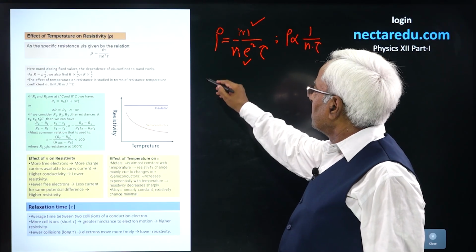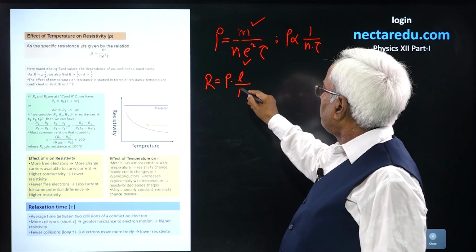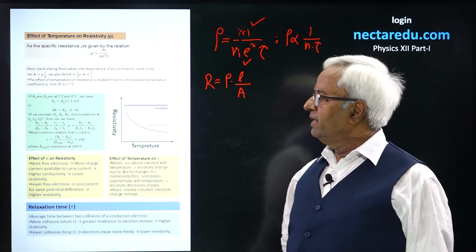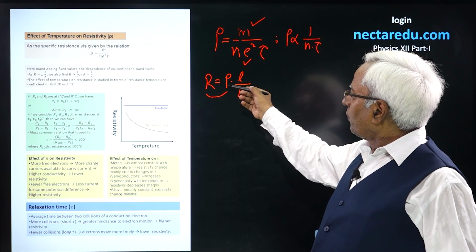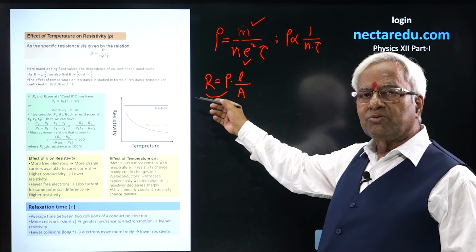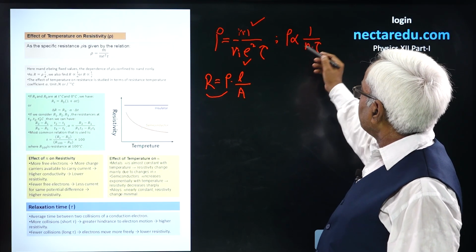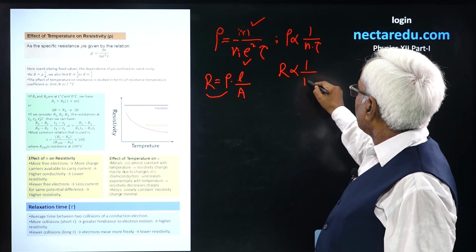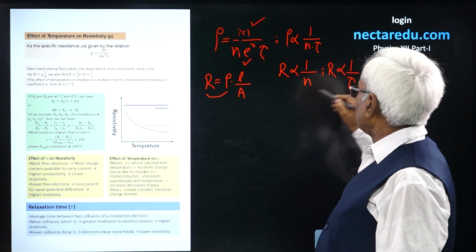We also know the relation R equals rho L upon A. For the given length and area, whatever is followed by rho will be followed by resistance also. So, this is applicable for resistance also. That means we can say R will depend on n and it will depend on tau separately.